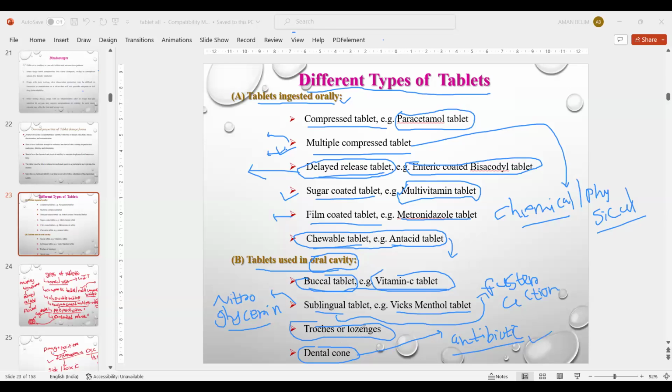Okay. And troches and lozenges. One more important thing, lozenges never disintegrate in your mouth. Okay. They are slowly dissolved. Remember this. Very important. They never disintegrate. Lozenges will slowly dissolve in your mouth. They also do not enter into your GI tract. They will remain in the mouth, like the buccal tablet and sublingual tablets. Okay, and that's why we say it is ingested in the oral cavity.